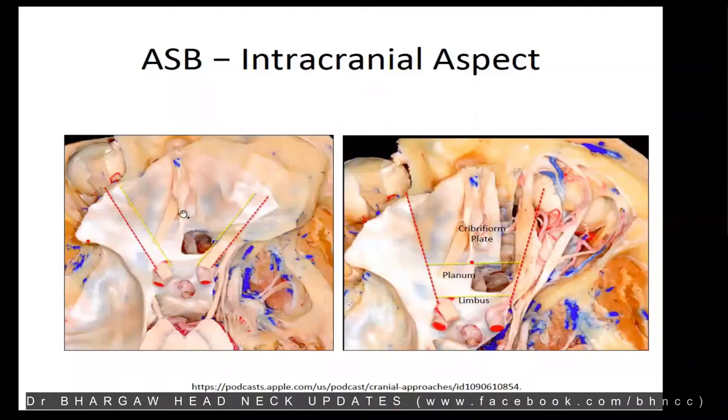This is the olfactory bulb. This is the cribriform plate. This is the cribriform plate and the planum, and this is the sella. So any pathology which is there in this area is accessible endoscopically.